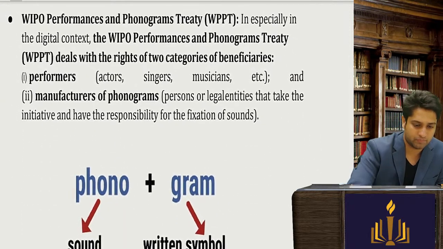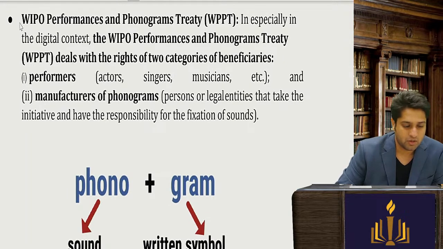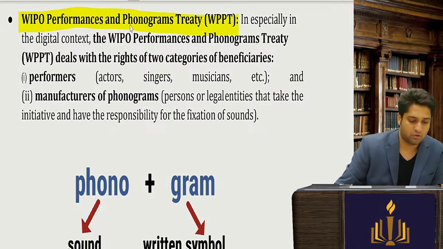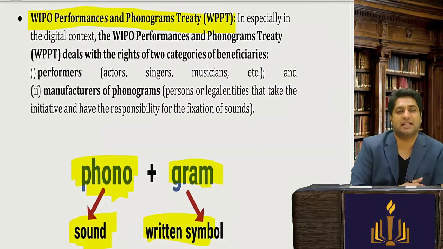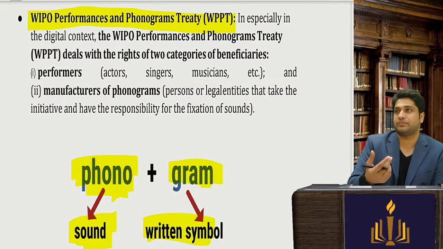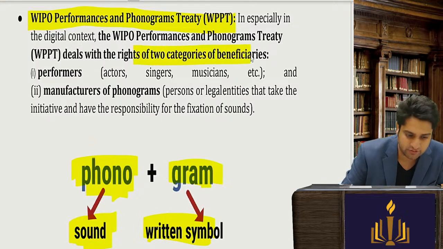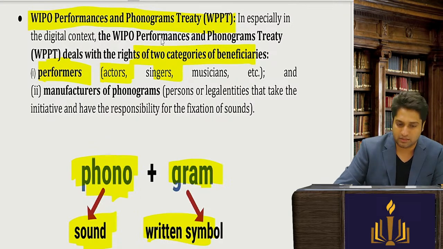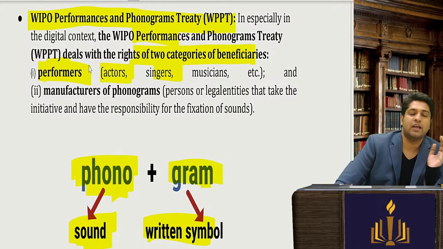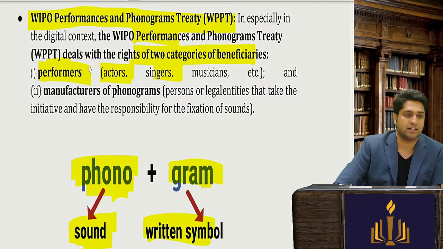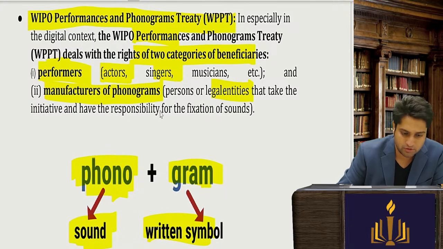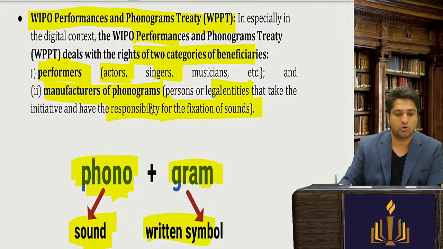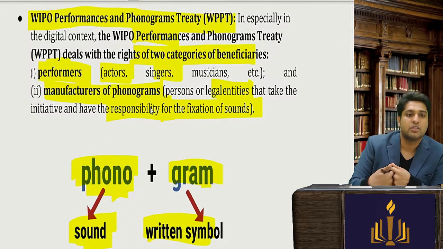Then comes your phonograms treaty. Okay, WIPO performances and phonograms. Now phono means sound and gram means written symbol. So imagine if there are singers. This specifically covers two categories of beneficiaries. Performers, actors, singers can get registered here under the performances treaty. So for example, if there is a performance of a particular singer, it cannot be broadcast without his consent. It cannot be sold without his consent. And manufacturers of phonograms, persons or legal entities that take the initiative and have responsibility for the fixation of sounds. So phonograms are those things which make sound. Okay, so all of that is covered.